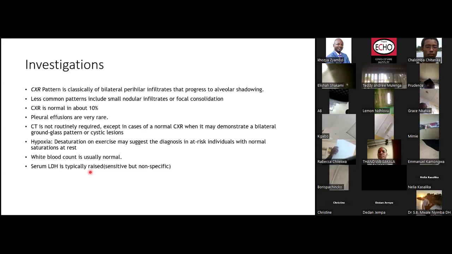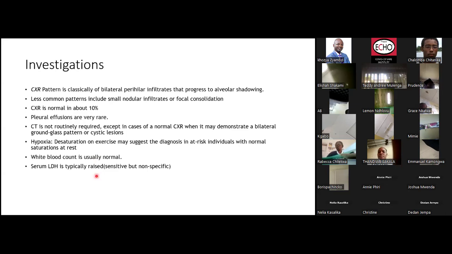For some patients who have a normal chest X-ray, this is where CT will come into play. Beyond the bilateral perihilar infiltrates, you want to look for that bilateral ground glass appearance. One of the things, again, that pushes us towards PCP is the hypoxia, where a patient will be seated and their saturations will be normal. You can put a pulse oximeter on their finger and ask them to walk a distance. White blood count is usually normal. Another thing that really pushes us towards PCP, which I've used a lot in my practice, sensitive but not specific, is a very raised LDH.